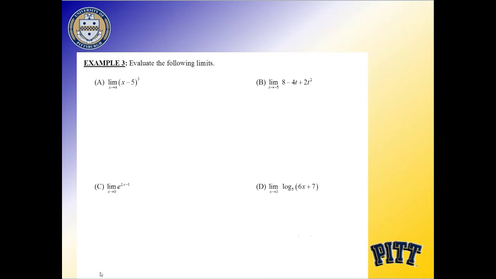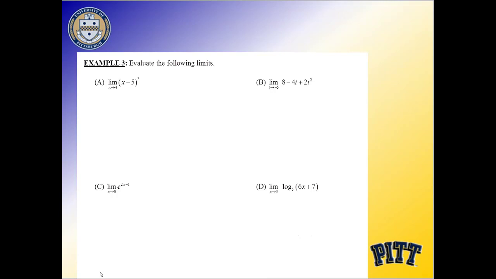We have a certain cycle of things that we try when we evaluate limits. And the first is what we're going to be doing here. If I want to evaluate the following limits, the very first thing I always try to do is whatever value x is approaching, I just substitute that in.